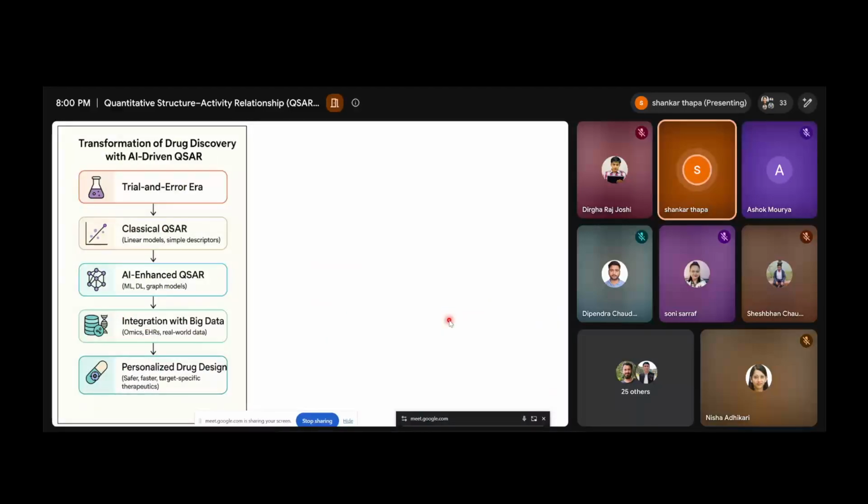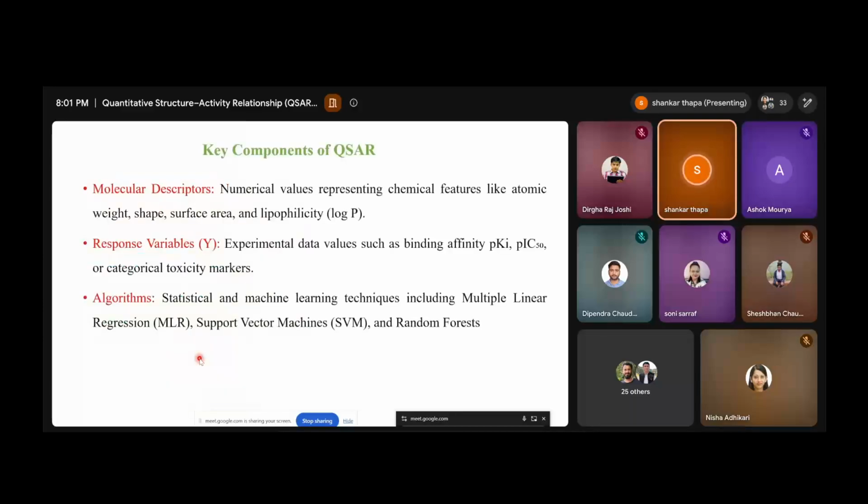Yeah, so this is the basic thing: how AI-based QSAR transforms the drug discovery process. Initially, it was the hit and trial stage, and then classical QSAR, just linear modeling with simple descriptors. After that they added AI, and then advanced statistical methods or algorithms have been used, like ML, TL, deep learning, machine learning, and graph models also were added. And then now they have incorporated big data, and personalized drug design can also be done on the basis of QSAR study by using ML and AI.